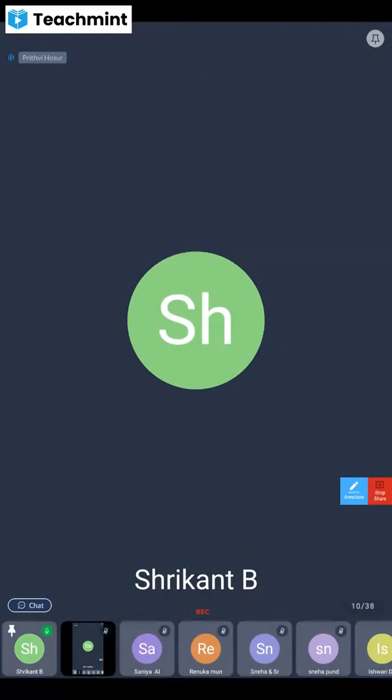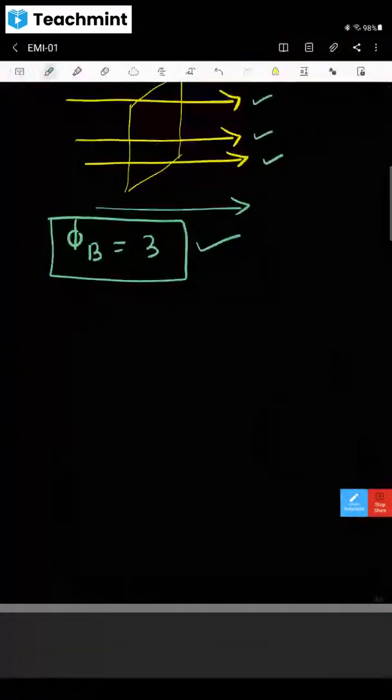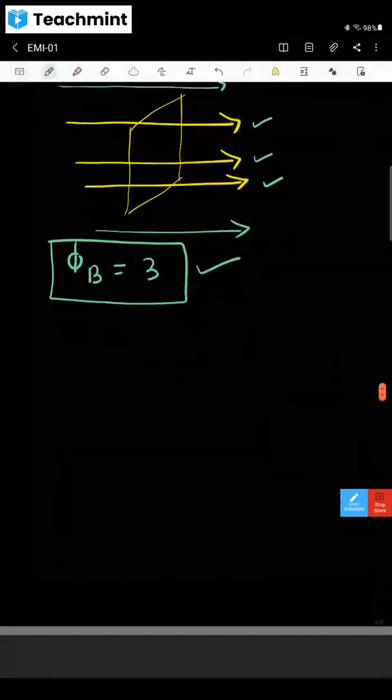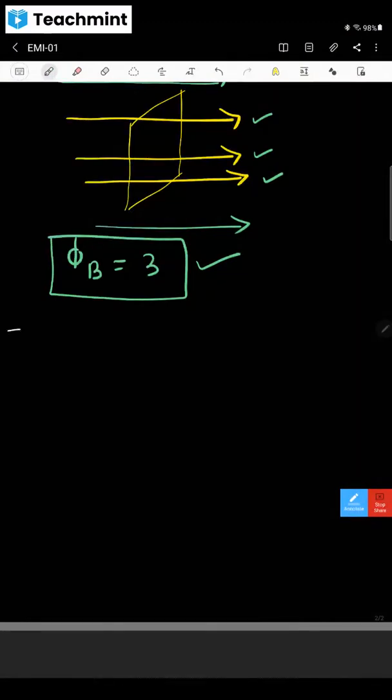Okay, so that is known as magnetic flux. That's what I have given you here. Let us try to make some formula for this magnetic flux. Now, let us see how the formula can be made.